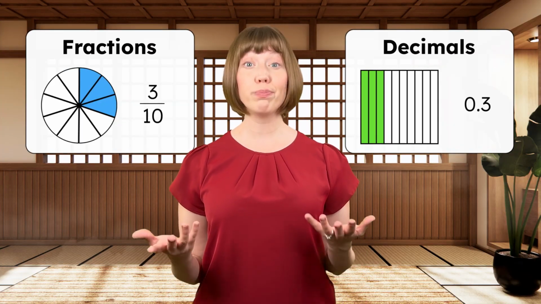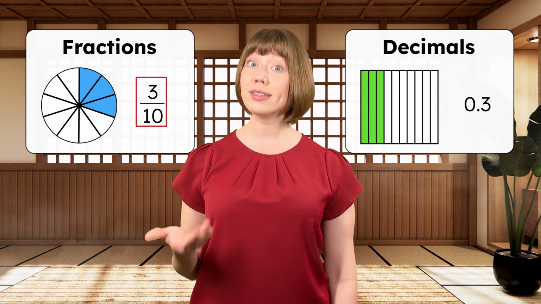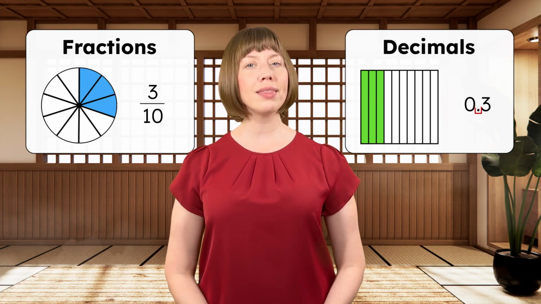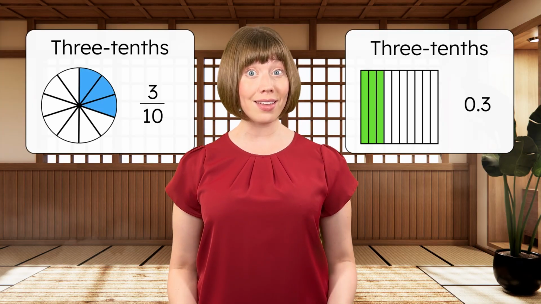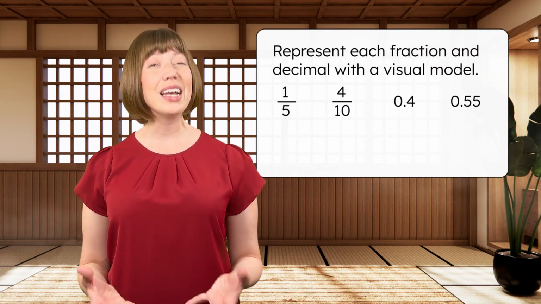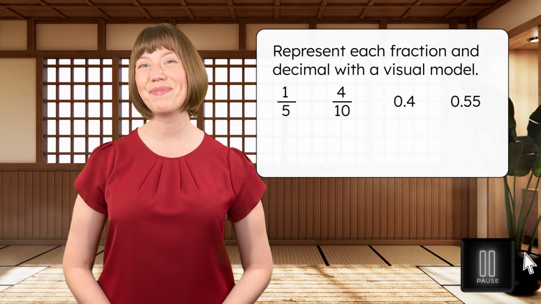Let's warm up our brains with a mindfulness exercise. We know fractions and decimals both show parts of a whole. Fractions use numerators and denominators, and decimals use a decimal point. We can represent them with digits, words, or visual models, where we shade in the equal parts of the whole. Picture these fractions and decimals as visual models in your mind. Pause to represent each fraction and decimal with a visual model in your guided notes.